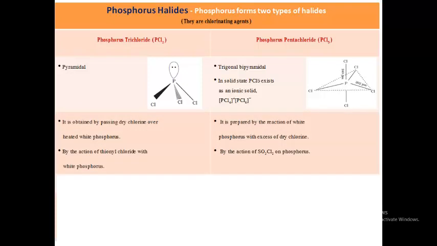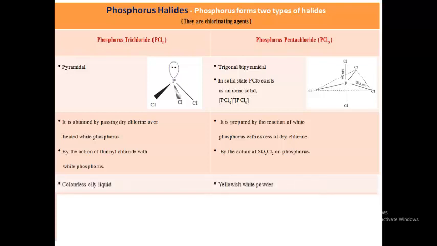Phosphorus trichloride is obtained by passing dry chlorine over heated white phosphorus, and the second method of preparation of phosphorus trichloride is by the action of thionyl chloride, that is SOCl2, with white phosphorus. Whereas phosphorus pentachloride is prepared by the reaction of white phosphorus with excess of dry chlorine, and the second method is by the action of sulfuryl chloride on phosphorus.